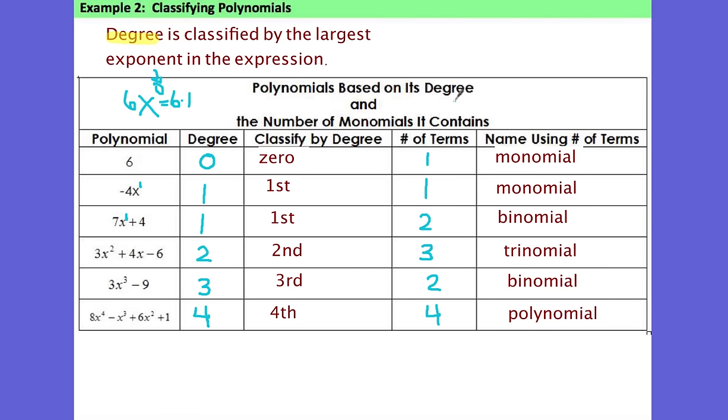Looking at these same expressions in relationship to terms, since there is one term, it's a monomial. One term, monomial. Two terms is a binomial. Two monomials being added together is a binomial. Then this one has 3 monomials, so that makes it a trinomial. And then we have 2 terms, so it's a binomial. And then we have 4 terms, so we call that a polynomial. So those are the 4 classifications for terms, and degree is just the largest exponent value in the expression. So degree is classified by the largest exponent in the expression.